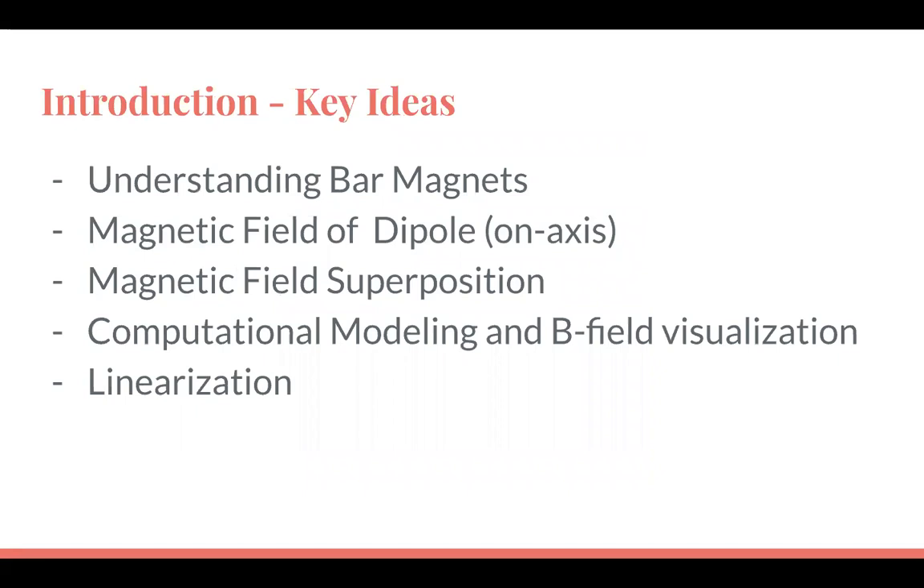First, for the key ideas in the lab, you need to understand that a bar magnet is a magnetic dipole and will be treated as such in this lab. You therefore need to know the magnetic field of a magnetic dipole on its axis, as well as know that magnetic fields can be superposed. This will be important as we will correct certain results by removing the interference from the Earth's magnetic field.